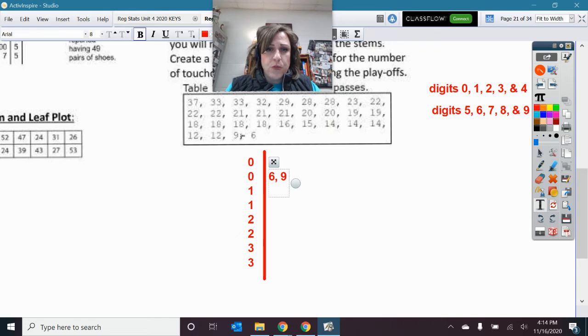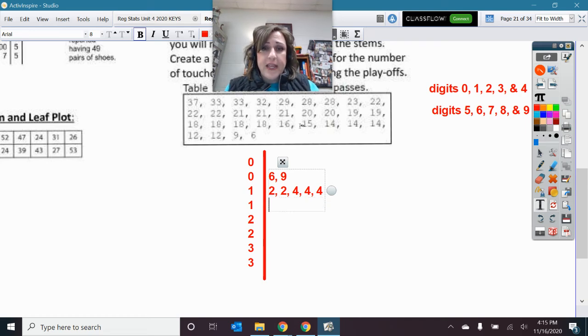All right, so let's do the ones. 12, 12, 14, 14, 14. Those are the ones that are going to go in this first stem. 12, 12, 14. Ooh, I need to put a space in between there. 12, 12, 14, 14, 14.